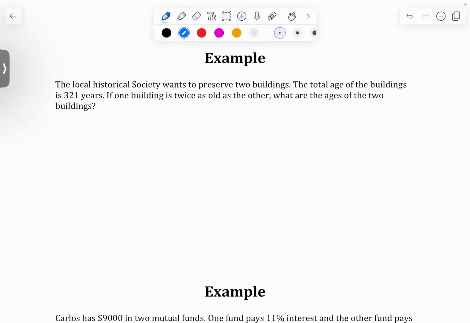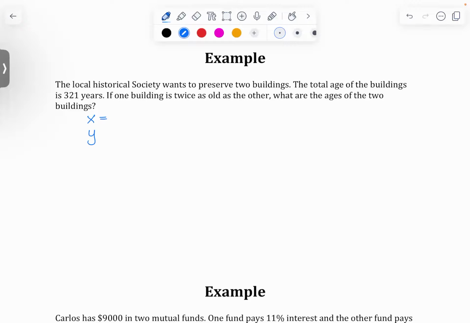The local historical society wants to preserve two buildings. The total age of the buildings is 321 years. If building one is twice as old as the other, what are the ages of the two buildings? Again, I can do this with guess and check, but let's emphasize our algebra.